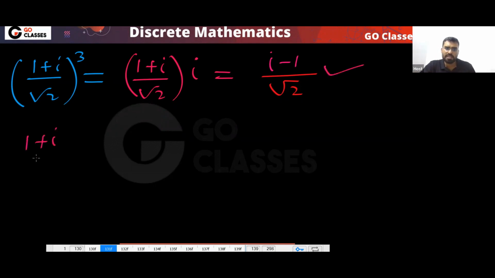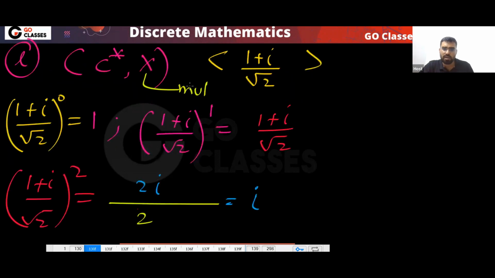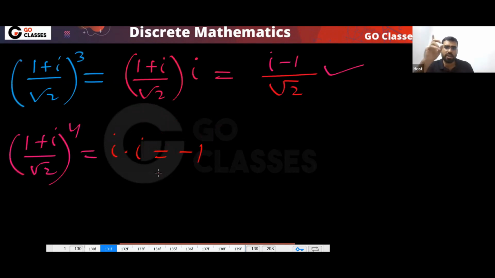And what is ((1 plus iota) by root 2) power 4? What will that be? That will be iota into iota, that will be minus 1. Now, interesting thing. Okay, now just wait. Now just stop here and tell me, what do you think? What is the order of this? That will be 8. Very good.